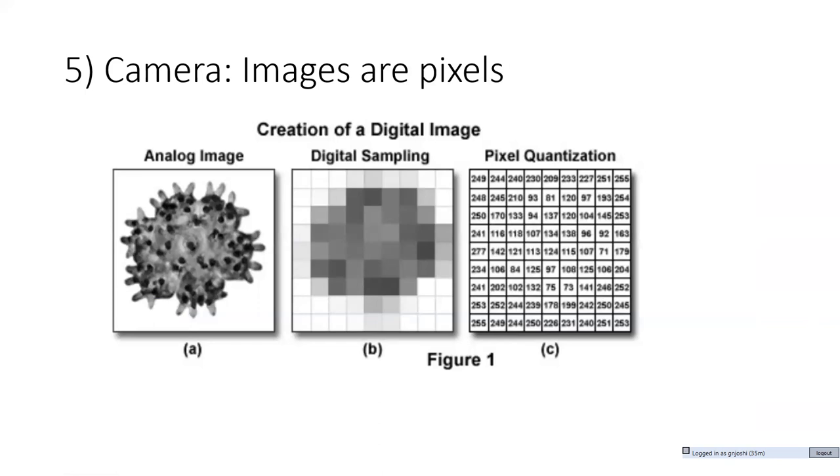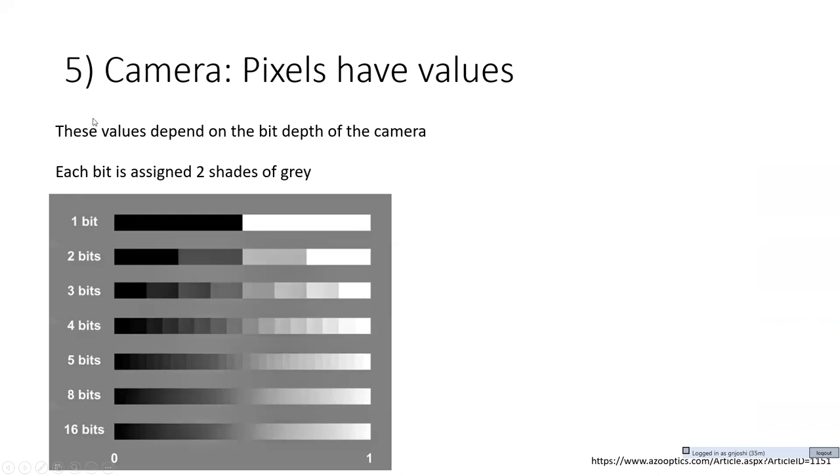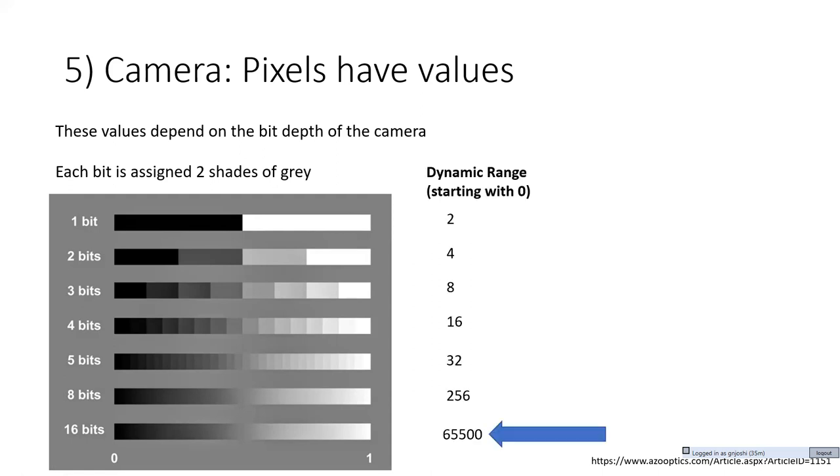So when it comes to images, images are nothing else but a bunch of pixels, okay? And each of these pixels has a value. The value of a pixel depends on the bit depth of the camera. So what does a bit depth mean? Typically on a camera, when you're acquiring the image, specifically for Keyence, the bit depth is 16 bit, okay? So each bit refers to two shades of grays.